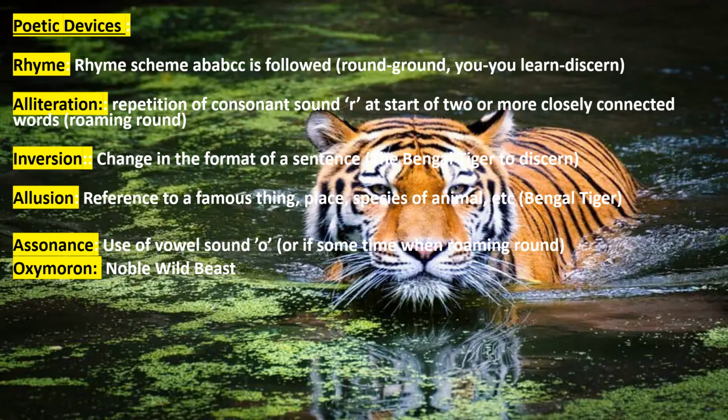So let's see the poetic devices used in this stanza. Rhyme scheme is same, A, B, A, B, C, C. Alliteration is there, inversion is there, allusion is there, assonance is there, as well as oxymoron is there.